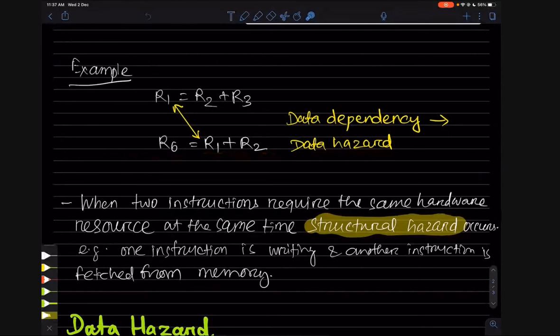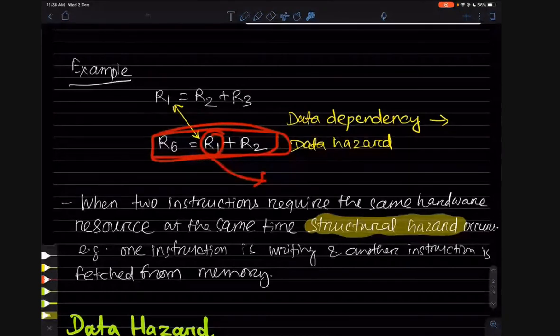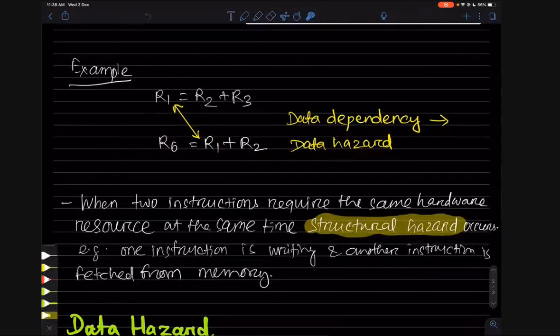That means R6 can be generated only after the addition of R1 and R2, but R1 data will be available only after this operation is completed. Understood? The R1 data you will get from the previous instruction, which is currently executing. Once the execution phase is over, it will go for writing, but till now this data is not available. After the writing phase only this data will be available, then only this instruction can go for execution. Then you will get 1 or 2 bubbles.